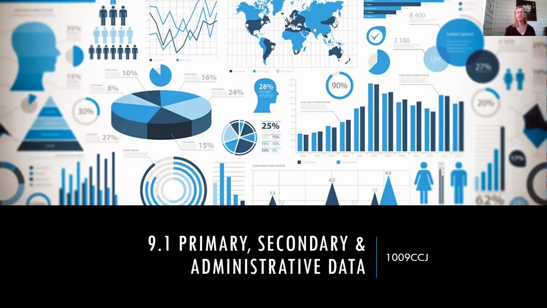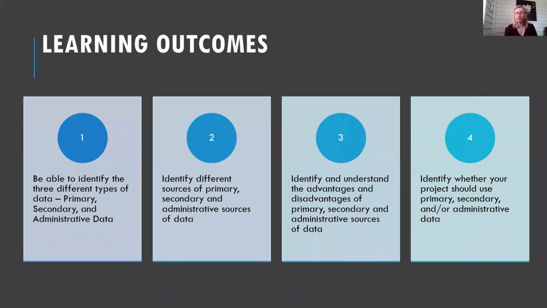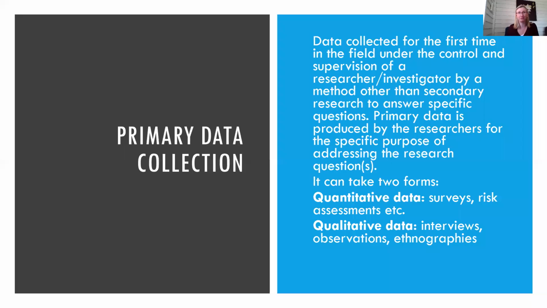Today we're going to be discussing different types of data that we can use when running research studies in social science research. We're going to talk about three different types of data: primary, secondary, and administrative data, understand the advantages and disadvantages, and discuss whether or not a project should use primary data, secondary data, or if we should get it from administrative agencies or official records from agencies.